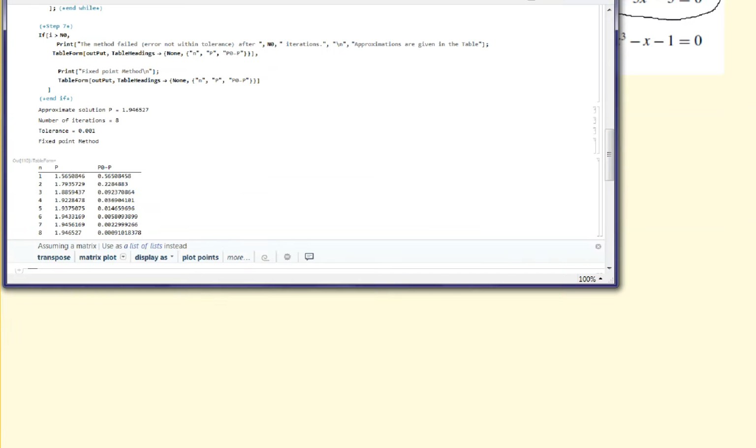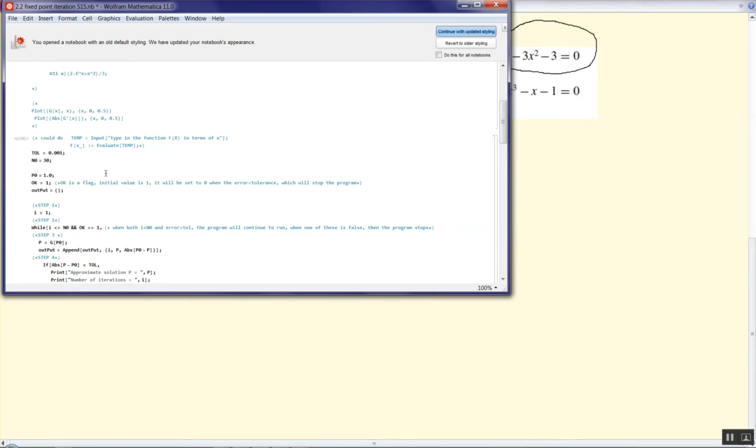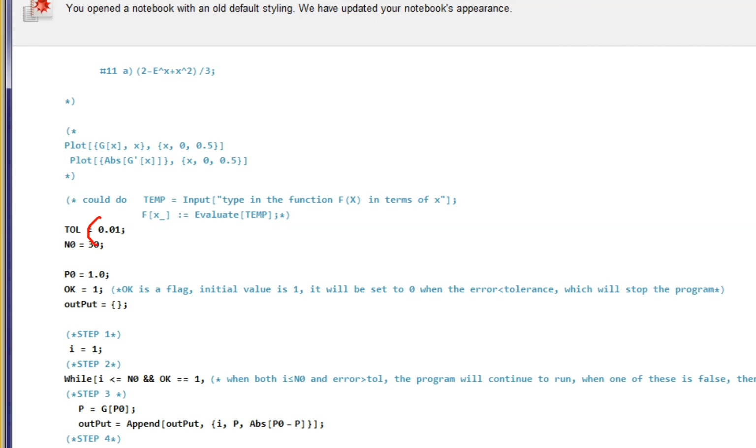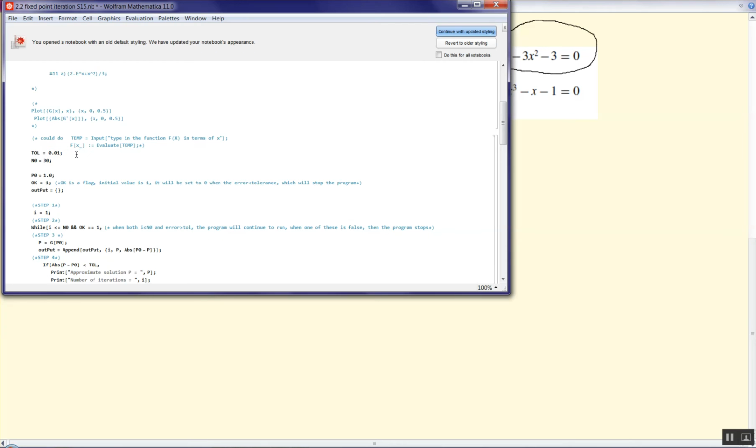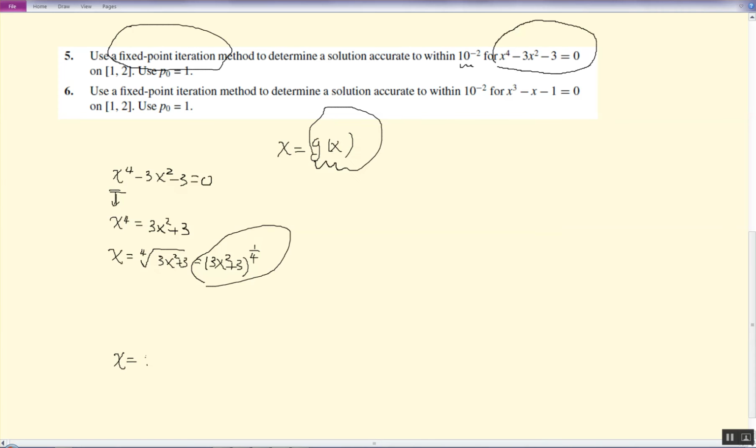So you see that it works, right? After 8 iterations, I've got my p. Actually, I'm sorry that I used 10 to the negative 3. I'm supposed to use 10 to the negative 2 in this problem. So my tolerance will be this guy. So I'm going to rerun that again, and I just need 6 steps to get to my answer. So my answer is going to be 1.9433169.